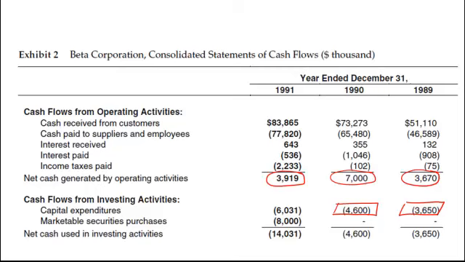What did we do with the cash in 1991? Well, we purchased marketable securities. We spent 8 million purchasing marketable securities. Those are typically available for sale liquid securities that we purchased.